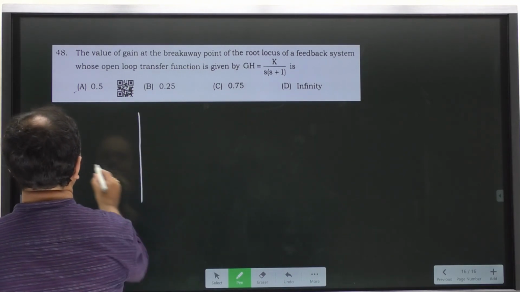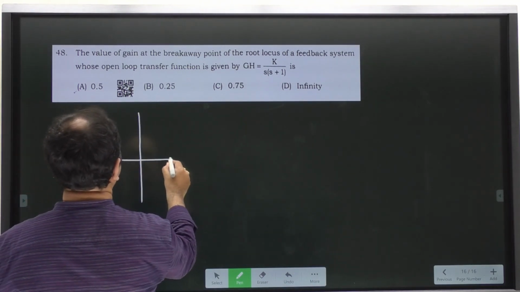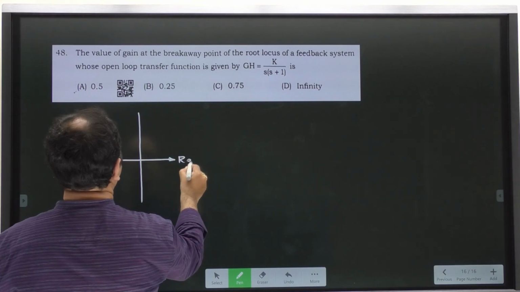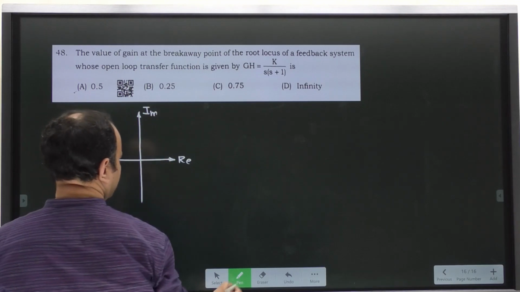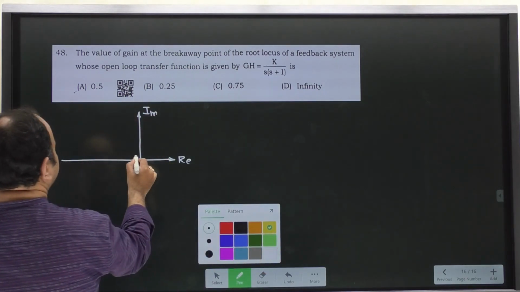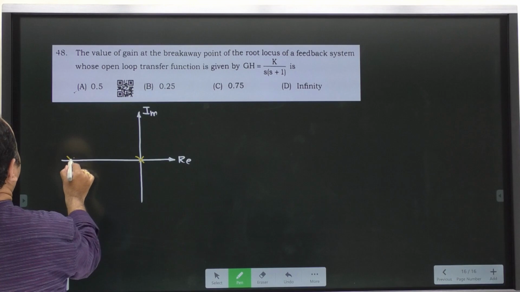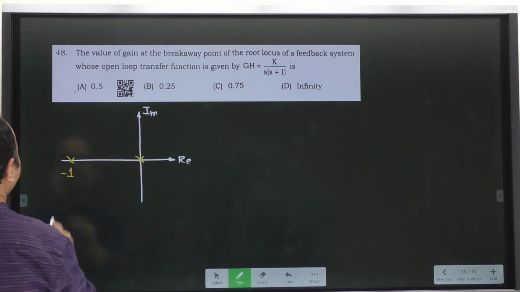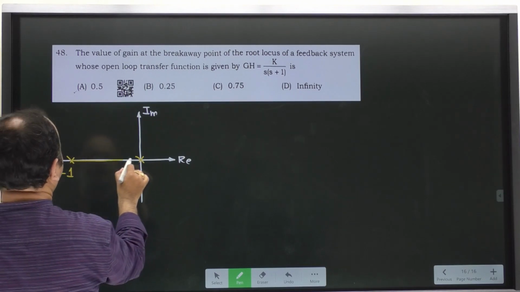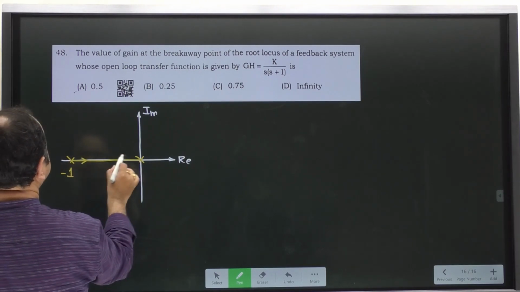So, for this open loop transfer function, if you look into the root locus diagram, it will be like this. There is a pole at the origin and a pole at minus 1. When gain K is increasing from 0 to infinity, what happens to this root locus diagram?